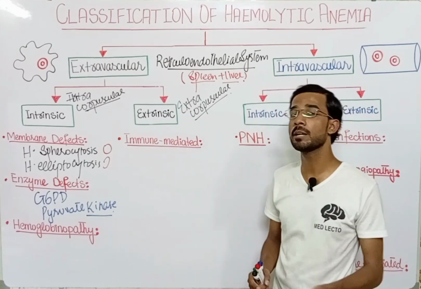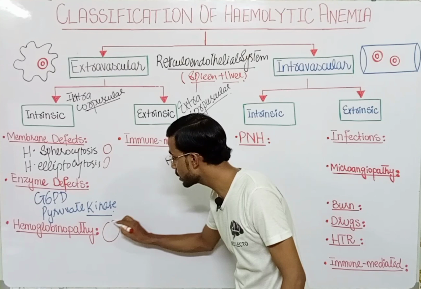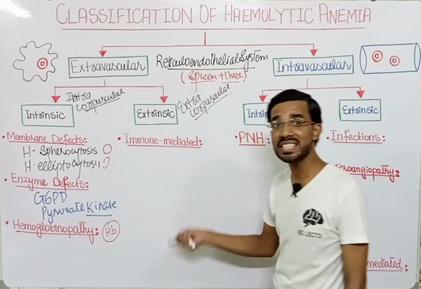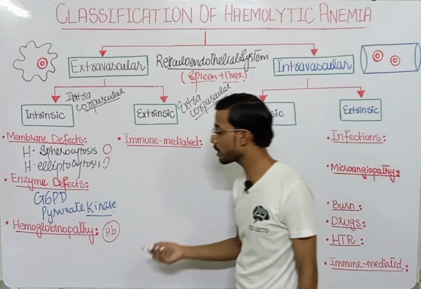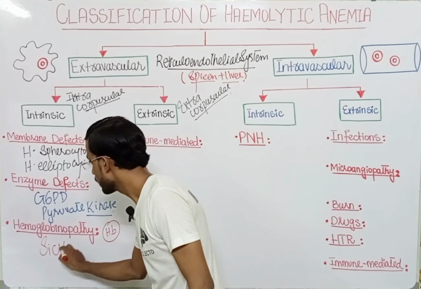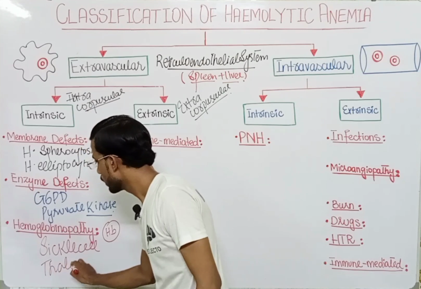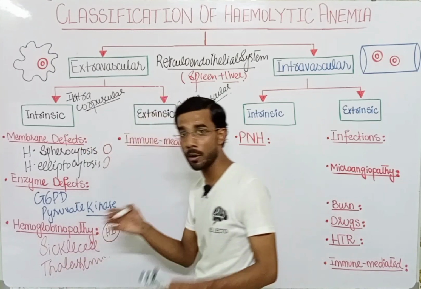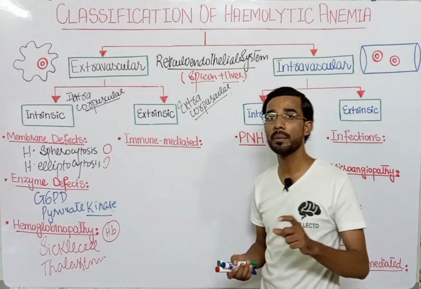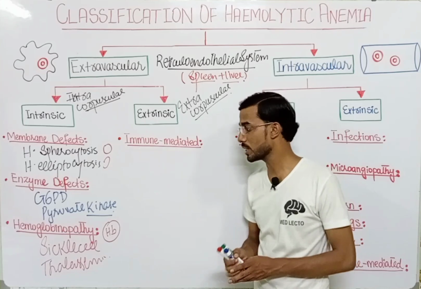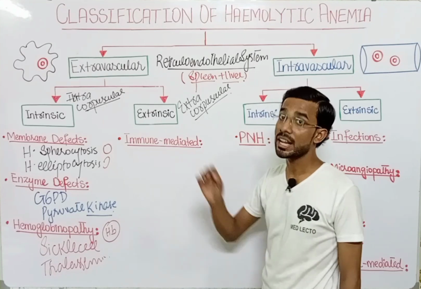Next is hemoglobinopathy. If you see a defect in the hemoglobin, the RBC is also abnormal, because hemoglobin is present in the RBCs. If there is a defect in hemoglobin, it means the RBC is defective. Examples are sickle cell anemia and thalassemia. In thalassemia, you will see an abnormal amount of the alpha and beta globin chains, which are parts of hemoglobin. Hemoglobin consists of alpha and beta chains. They all fall in extravascular hemolysis.